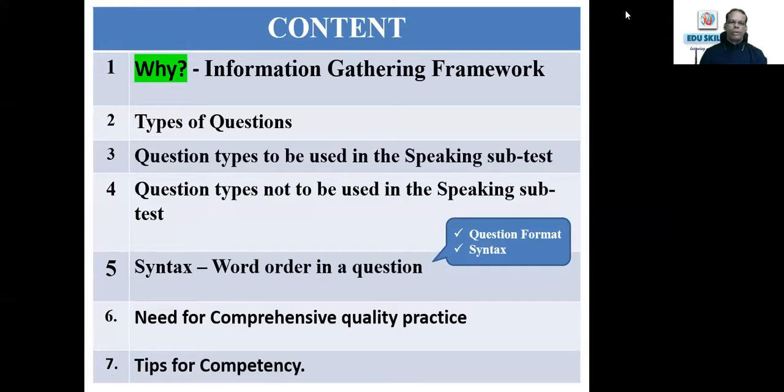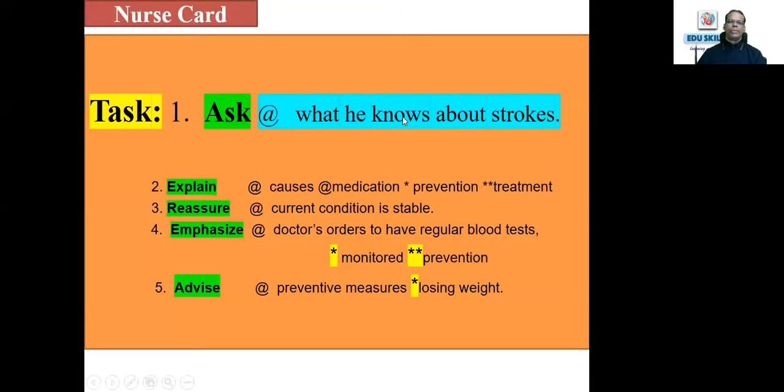So we'll be looking into types of questions. Then we'll be looking into three question types to be used in the speaking subtest. Fourth, we'll be looking into question types not to be used in the speaking subtest. Then syntax, the word order in a question format. Sixth, the need for comprehensive quality practice. And the seventh one, tips for competency. Okay, that is the content of today's session.